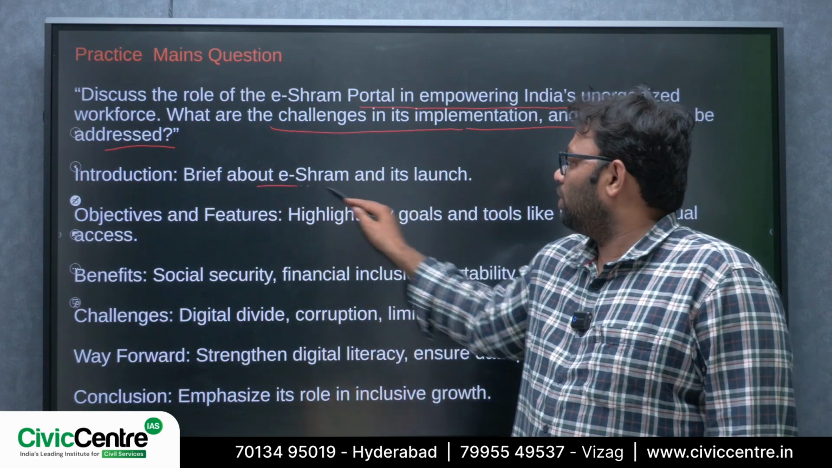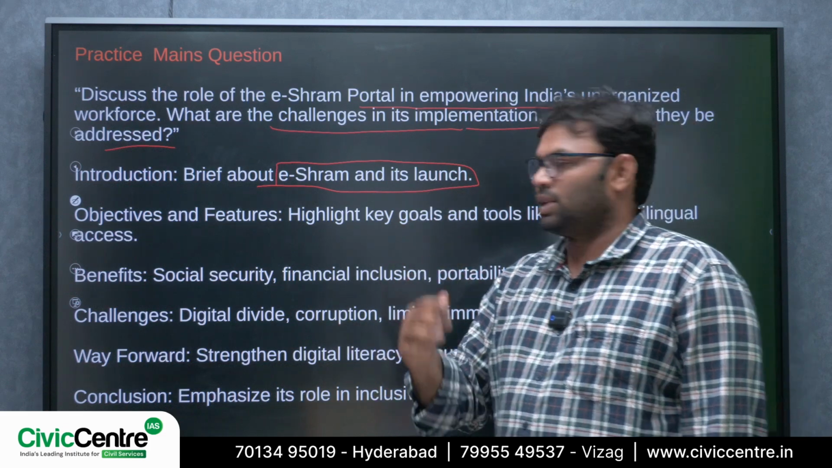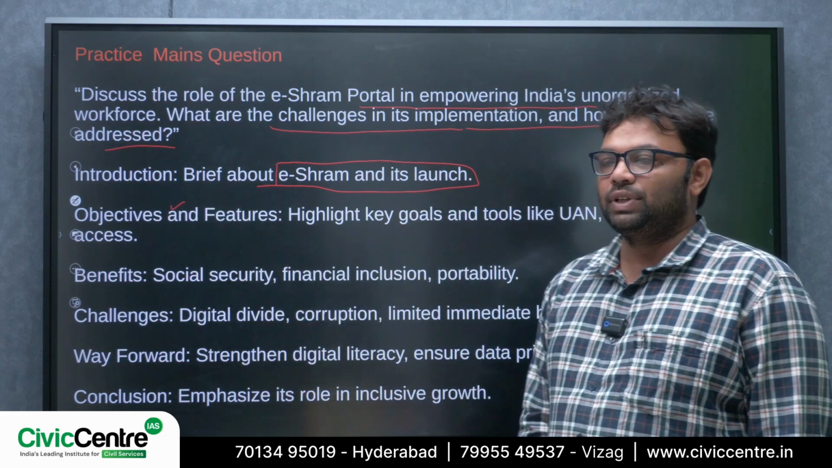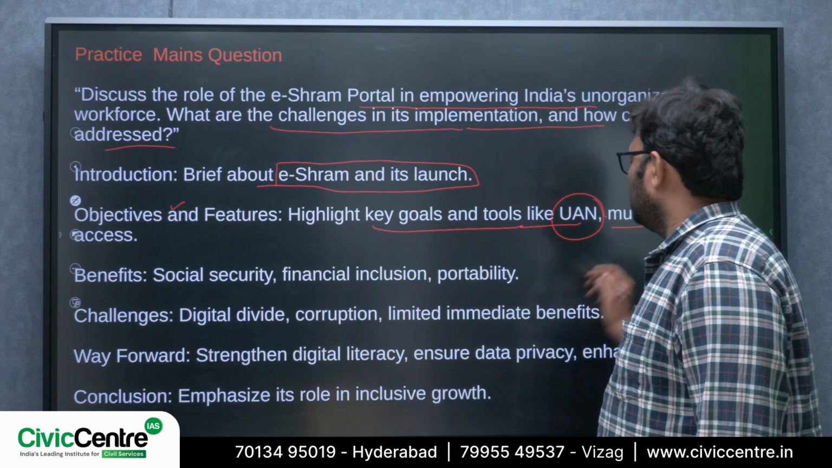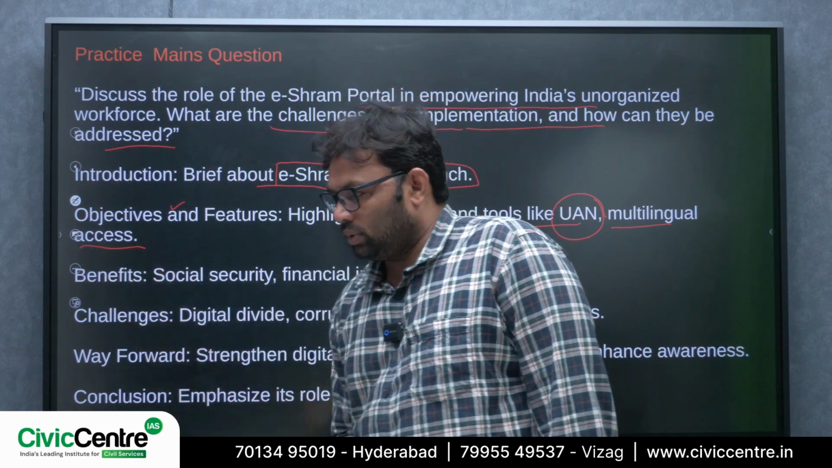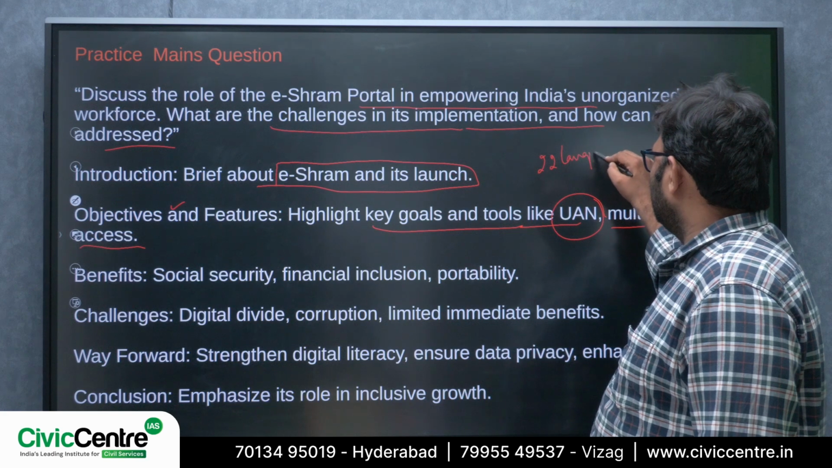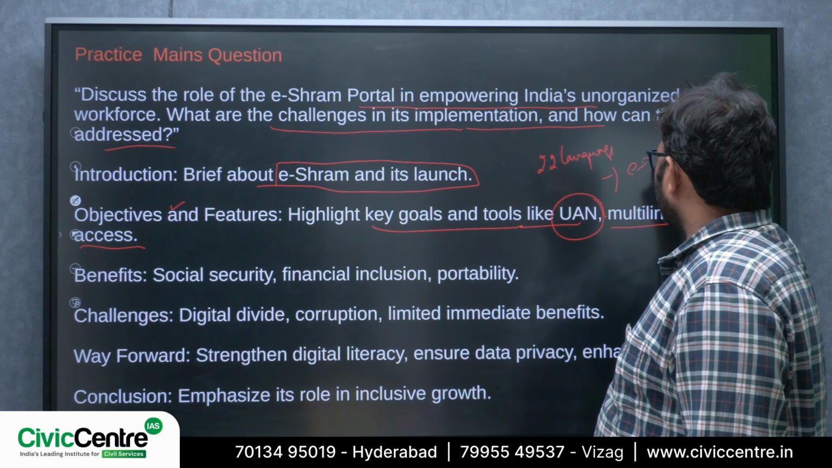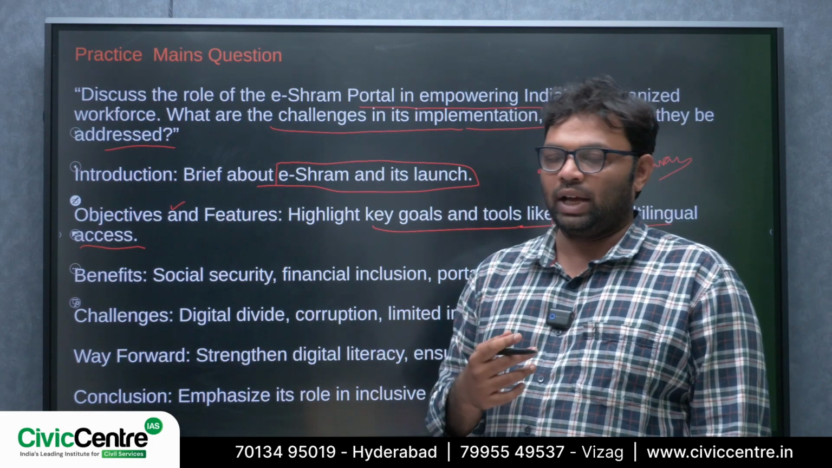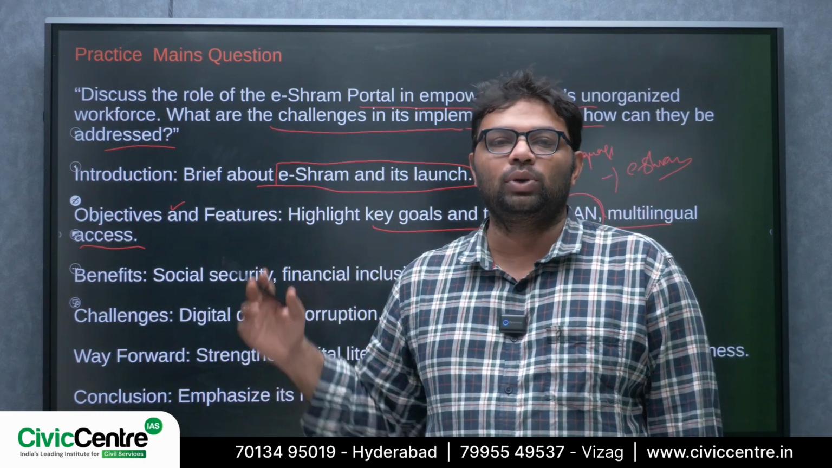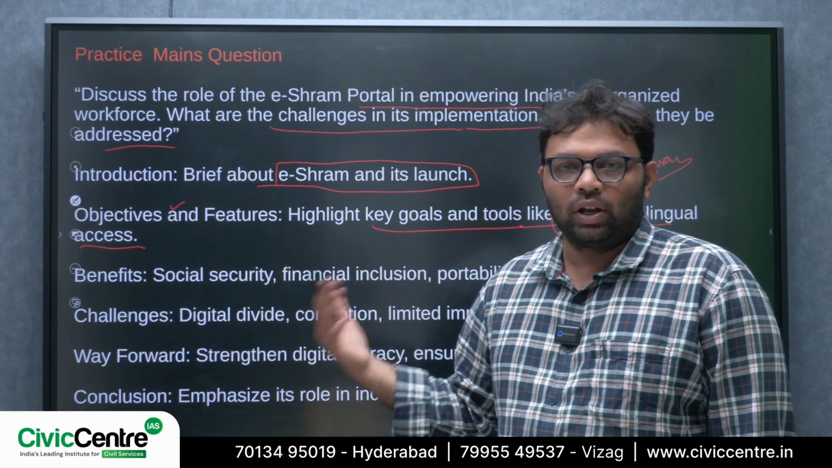the introduction part, just brief about E-shram and its launch. When was it started and what was the purpose behind this E-shram portal. And next one is objectives and features that we have already discussed. Highlight the key goals and tools like universal account number, multilingual access. In a recent update, 22 languages were supported in this E-shram portal. So you don't worry about your language. The constitution has recognized 22 languages. These 22 languages will be applicable to this E-shram portal so that you can conveniently register yourself through your language.